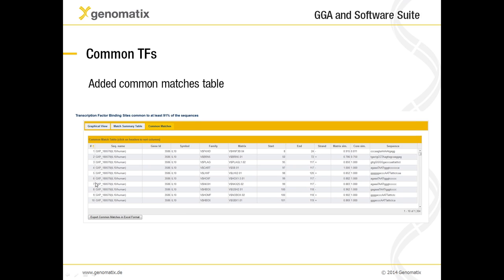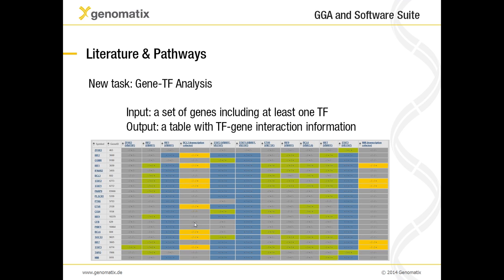In the common matches table, you just have a listing of all your common matches that fulfill the quorum criterion and the other criteria that you set in the analysis, and you can export this list also in Excel format.